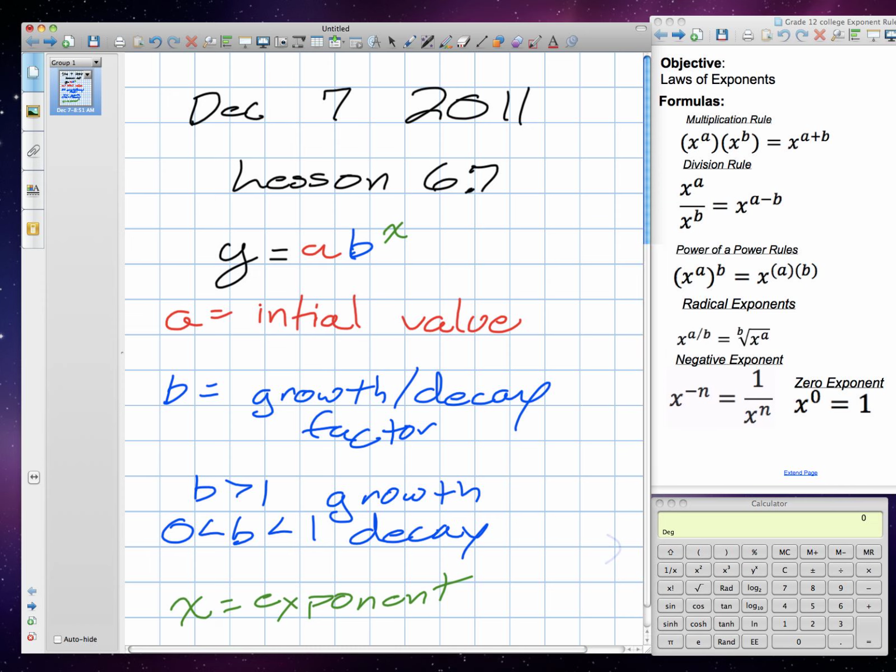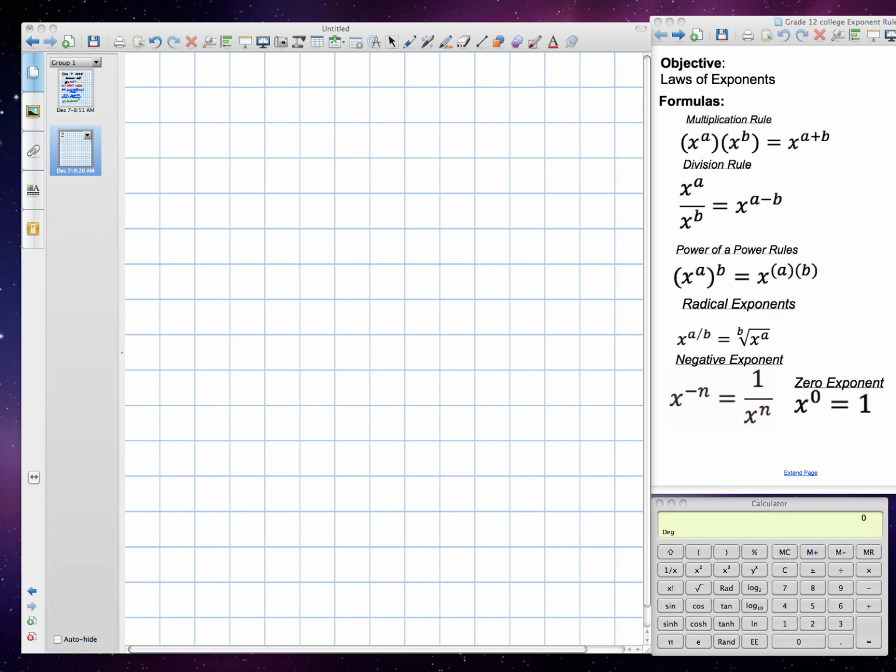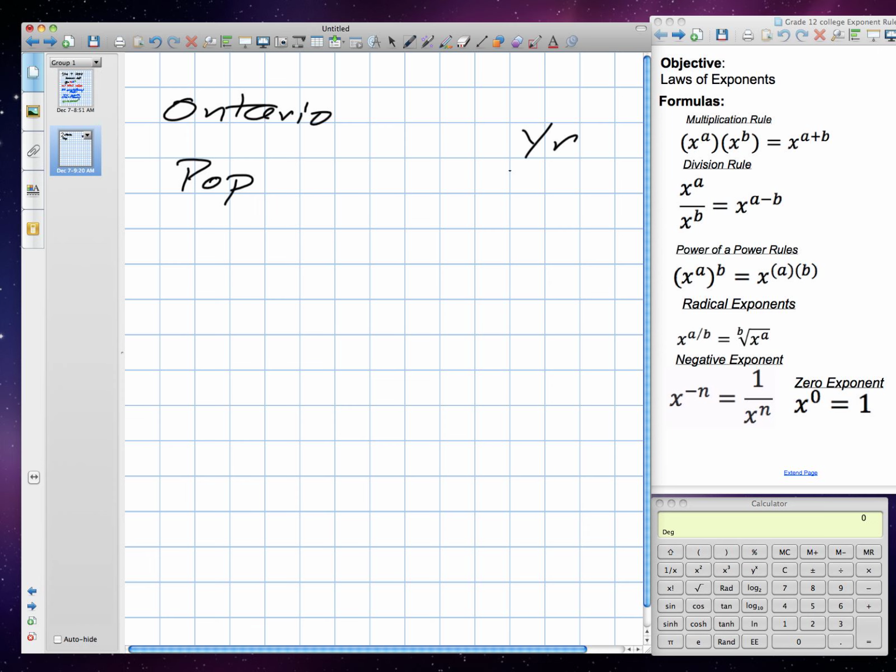Okay, so the first question reads, the population of Ontario was 9.3 million in 1985. So let's write that down. Ontario population in the year 1985. We'll write it up here. Try to make it organized like a chart. Our population was 9.3 million. Okay? And it says that it has been growing at an annual rate of 1.5%.